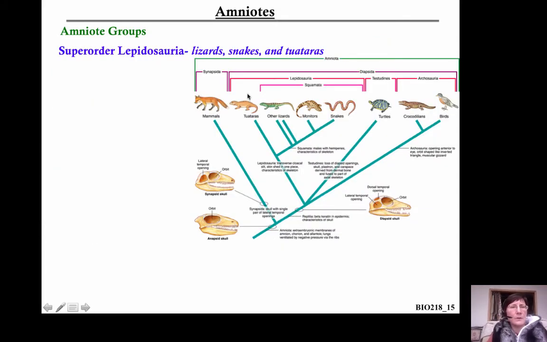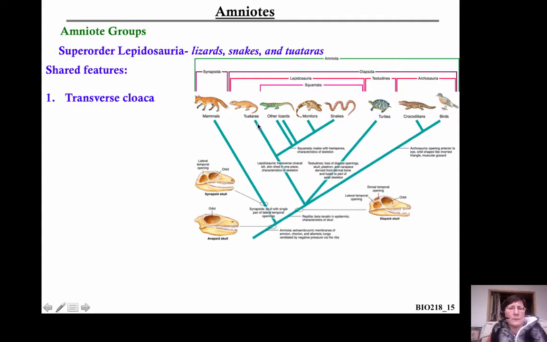Okay, now I'm going to move on. That's all I'm going to tell you about for the turtles. Now we'll talk about the superorder Lepidosauria. This is a group that includes the lizards, the snakes, and the tuataras. And here they are in the phylogeny.